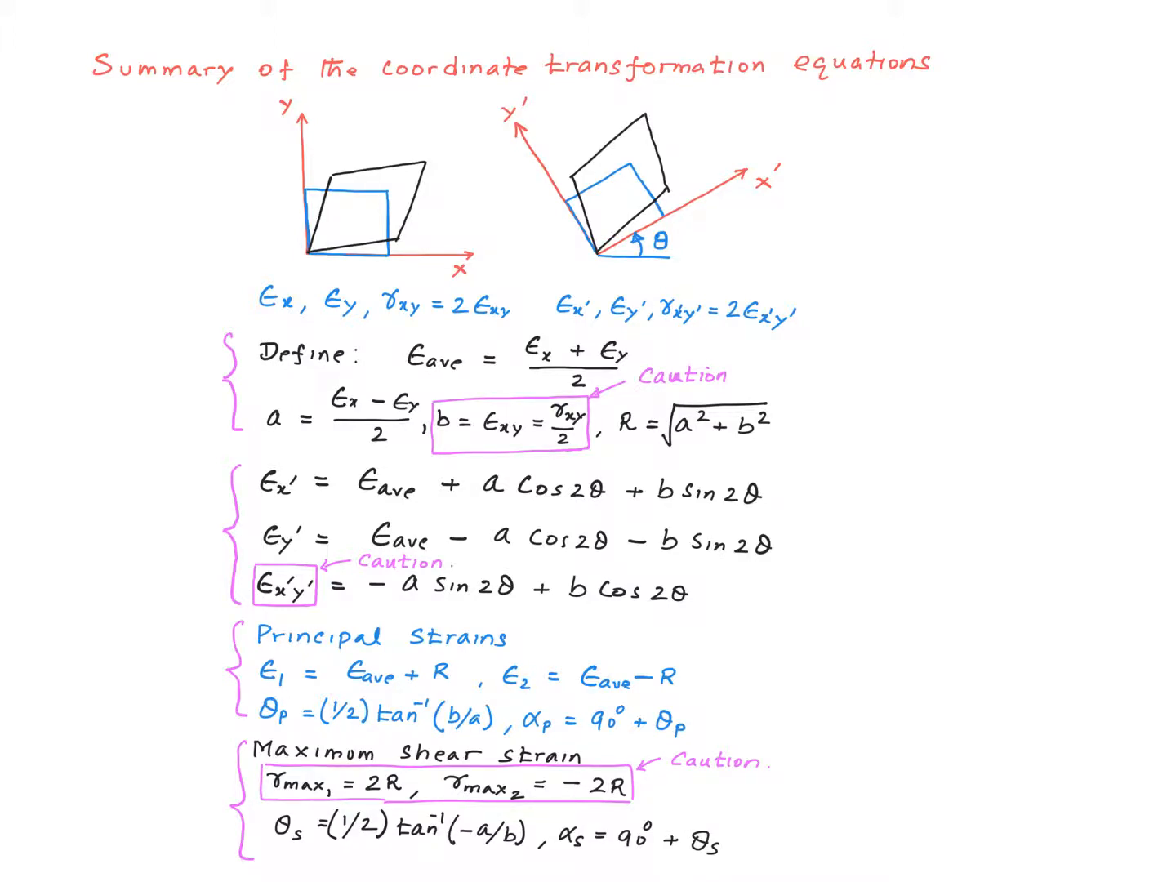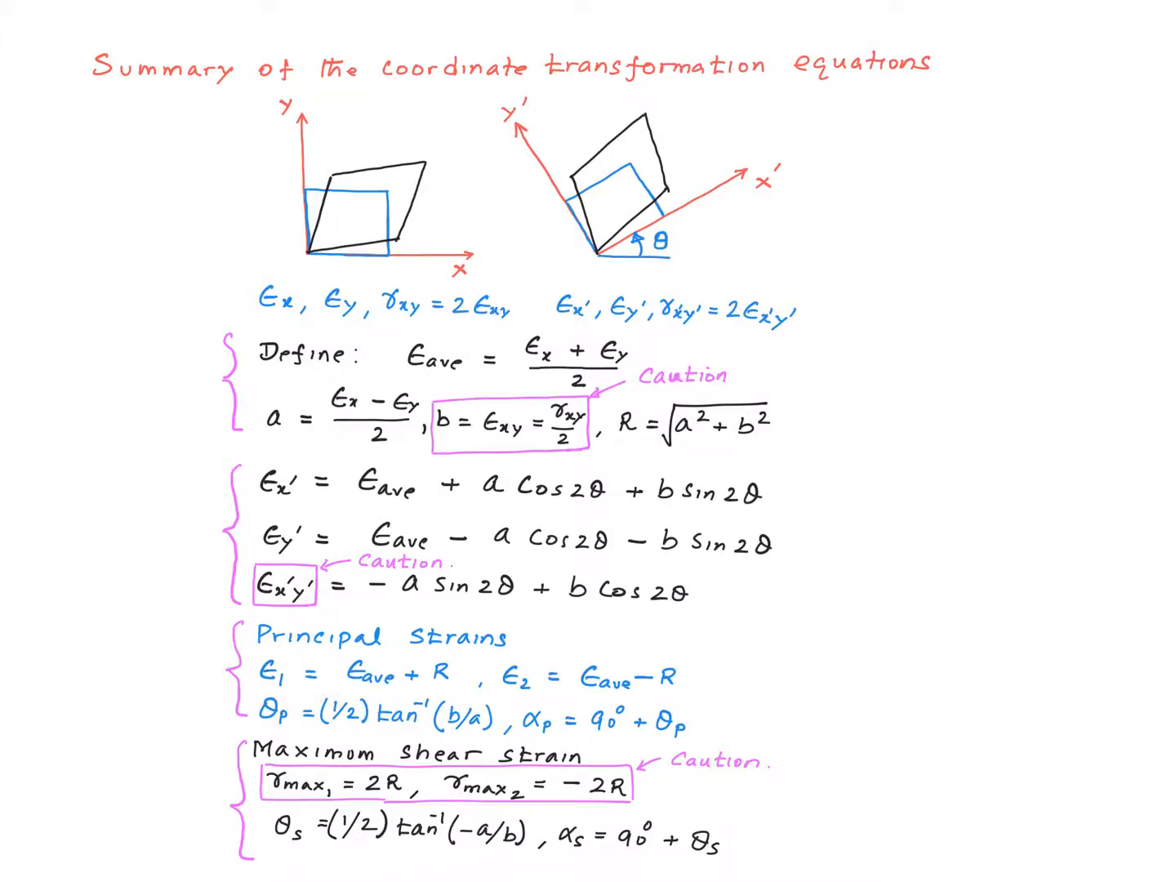So what is given are the components of the strain with respect to this xy coordinate system, and we want to find the components of the strain with respect to this rotated coordinate system where the x prime axis has been rotated counterclockwise through an angle theta. These are the compact form of the coordinate transformation equations. There are four sections here.